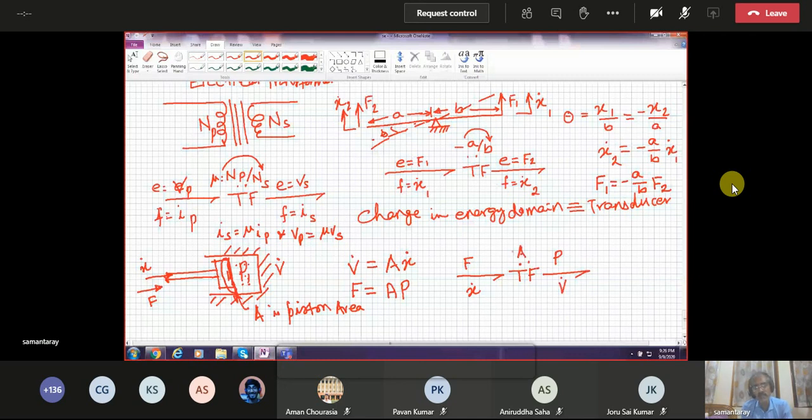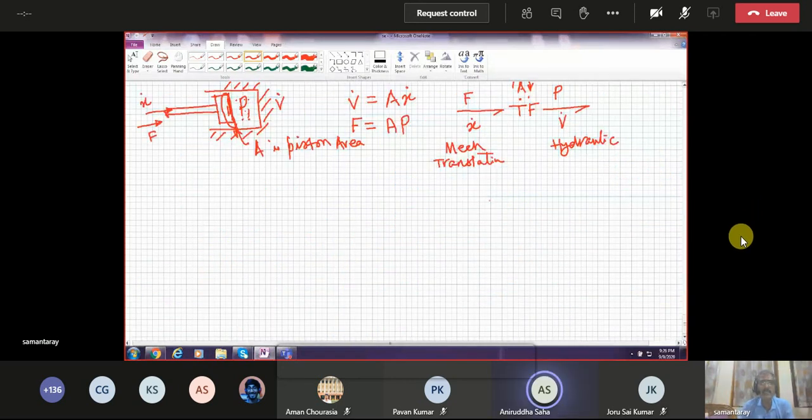This side is mechanical translation, that side is hydraulic. So this is a transformer. Likewise, many transformers are there. Yes, any question? I will just speak in a minute.